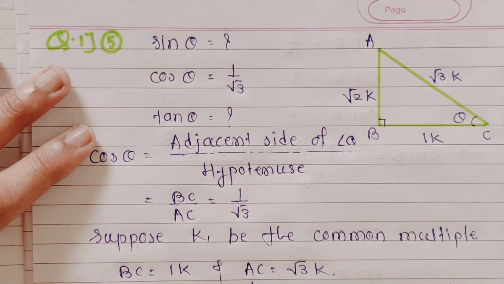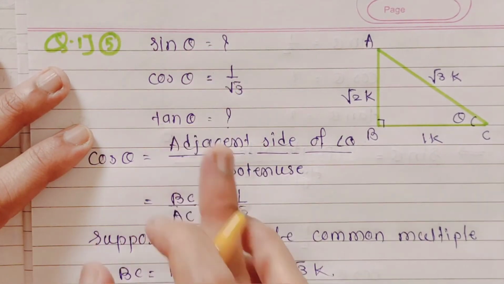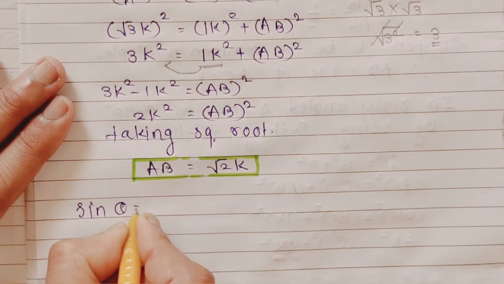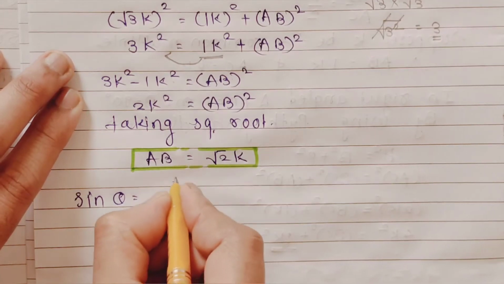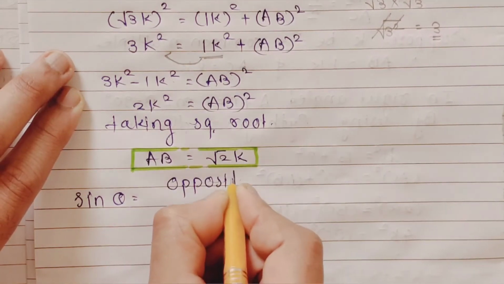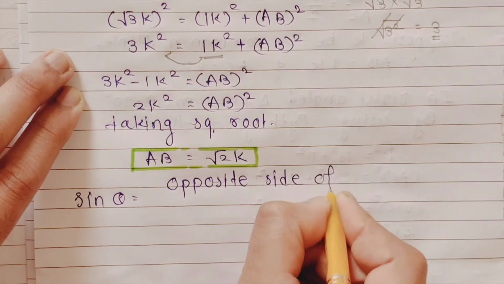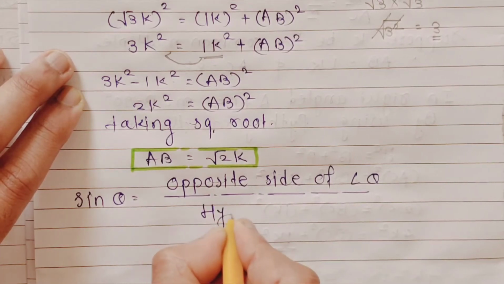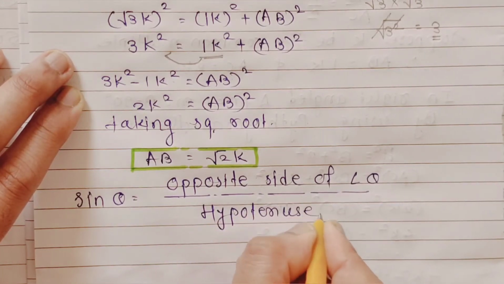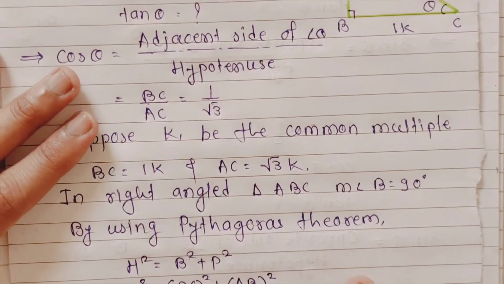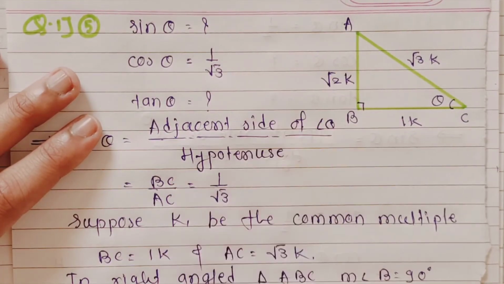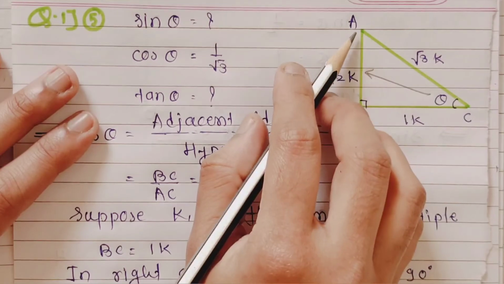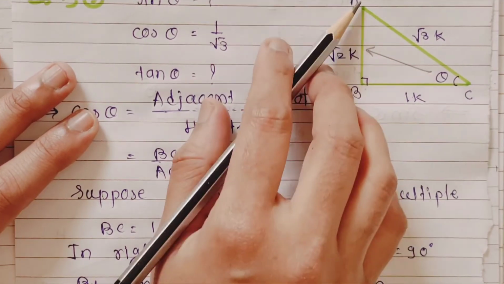So first we have to find out sin theta, then tan theta. So first one, sin theta. Sin ratio is opposite side of angle theta upon hypotenuse. So opposite side for angle theta, that means see the figure. AB is the opposite side for angle theta. Is it clear? AB is the opposite side upon hypotenuse, that means AC. Is it clear? So ratio is AB upon AC.